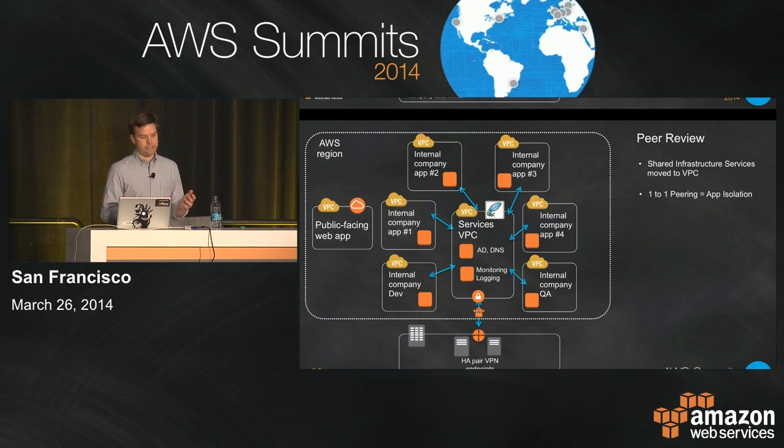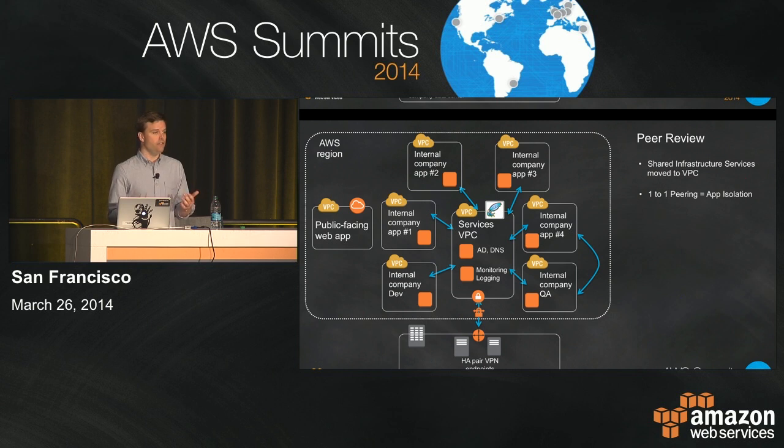The good part about this is that they're all now completely isolated from each other. Before, when you're running VPN tunnels, from a networking perspective they could technically all talk to each other unless you're also running some fairly complex security and firewalls between them all. But here, by default, the peering relationship is one-to-one. So there's no transitive inheritance for any of these internal company apps to talk to another internal company app just because they have a peer with the shared services.